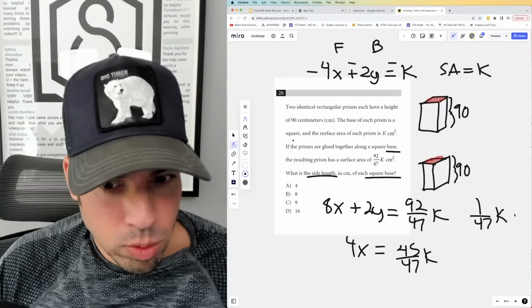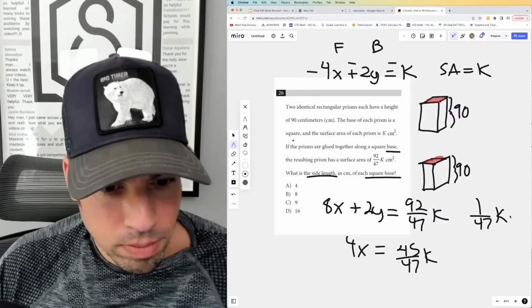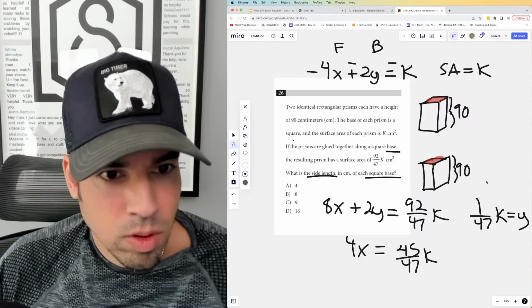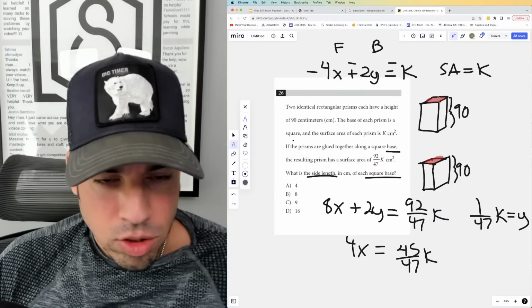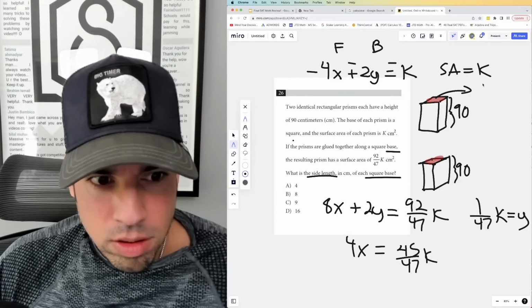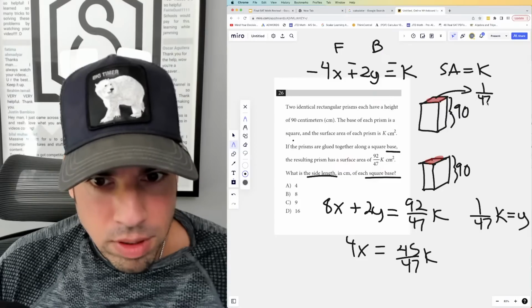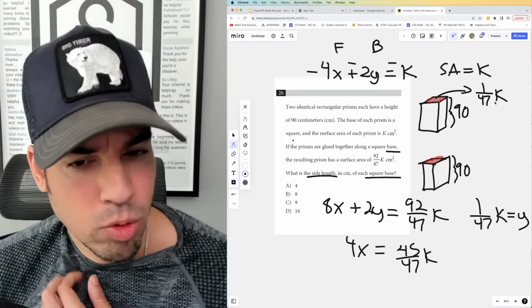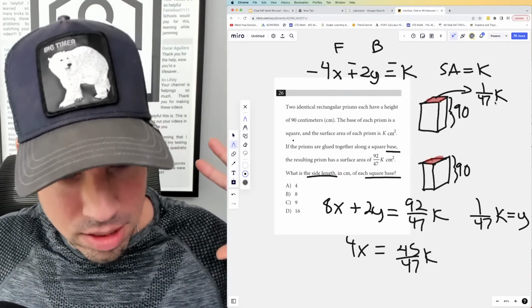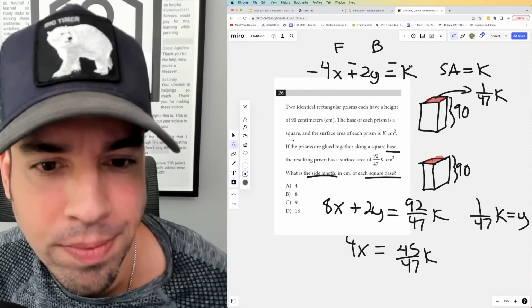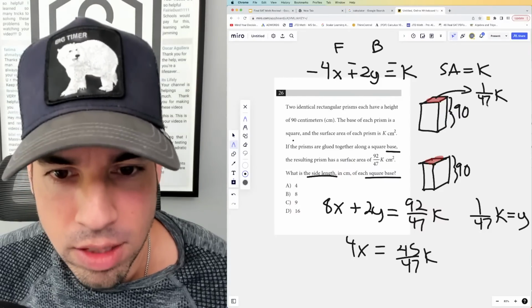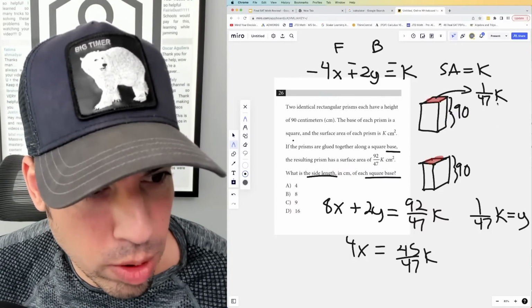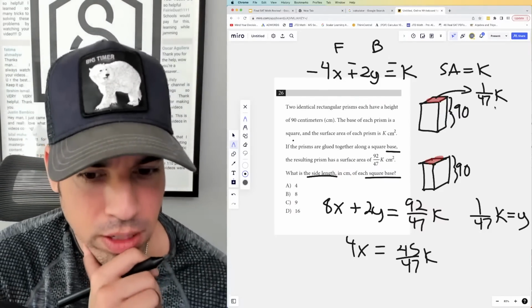So what did I say? 1 over 47 was y, right? And y is the base, so this is the area, 1 over 47 k. I'm trying to see if I'm doing this the right way. So the side length of each square base is the square root of that. But this is so weird because I still don't know what k is. I wonder if I can solve for k here.